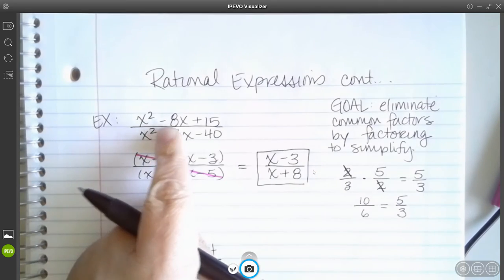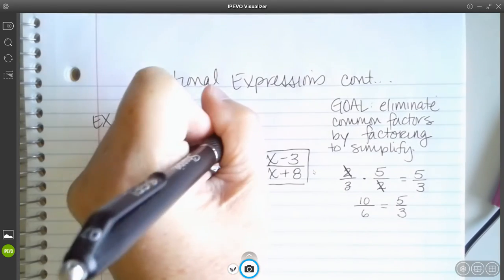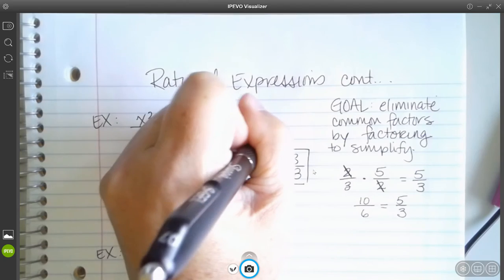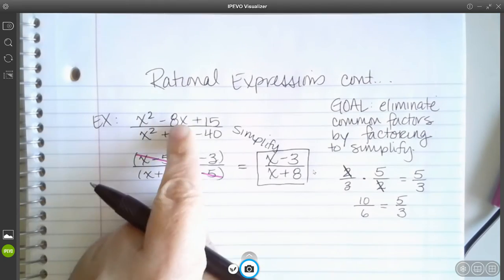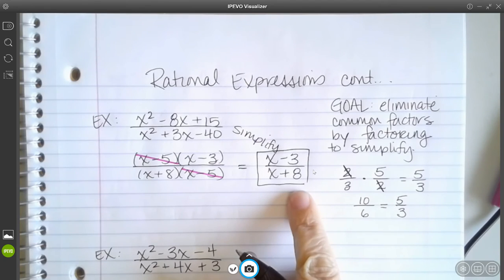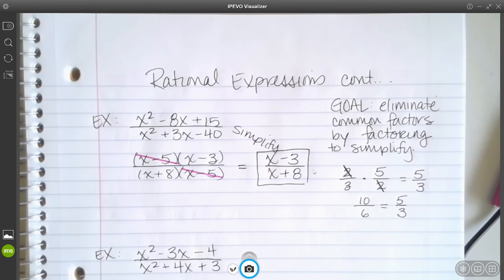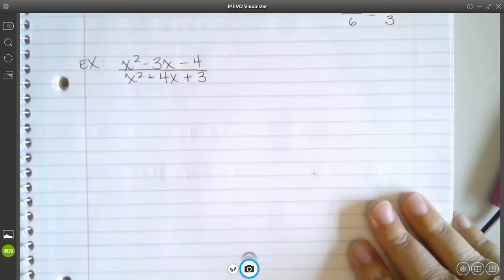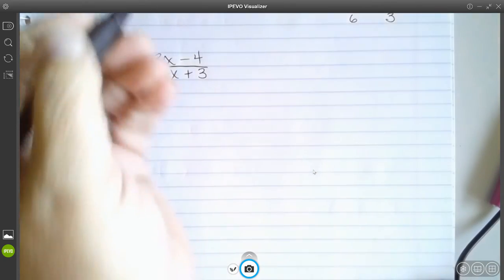And I have simplified this expression and I'm done. So that's it. If you can factor, you can do this. That's how simple it is. And I'll be honest, this is one of my favorite things to do ever.